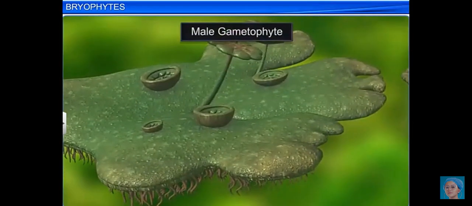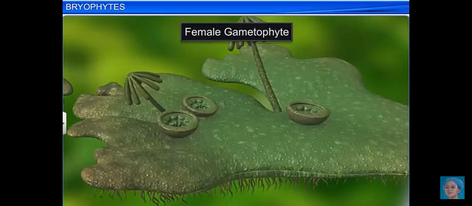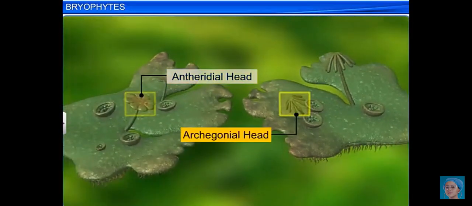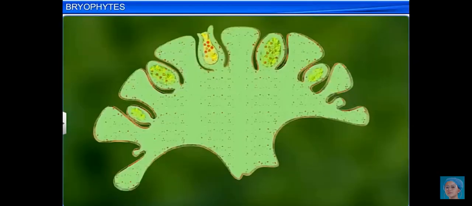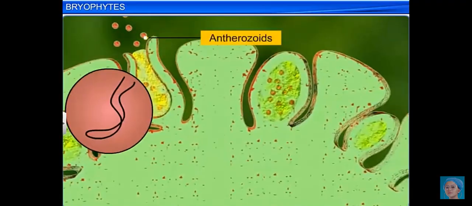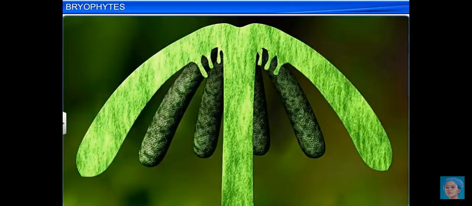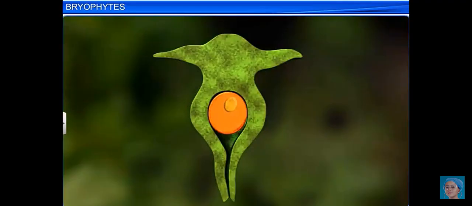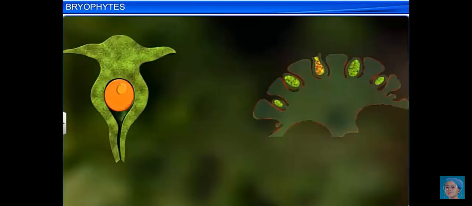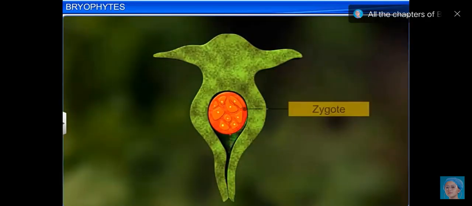The plant body has both male and female gametophytes, which bear the male and female sex organs respectively. The male sex organs are called the antheridia, and they produce biflagellate antherozoids. The female sex organs, called the archegonia, are flask-shaped and each produces a single egg. During fertilization, the antheridium releases antherozoids in water, where they come into contact with the mouth of the archegonium. One antherozoid fuses with the egg to form a zygote.